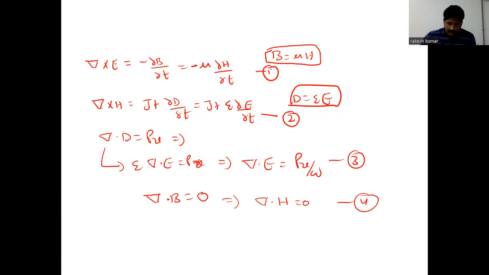Okay, so this is the first expression: del cross E is equal to minus mu into dou H by dou t. This is the second equation: del cross H is equal to J plus epsilon dou E by dou t. And the third equation: del dot E is equal to rho v by epsilon. This is the third one. And the fourth one: del dot H is equal to 0. This is the fourth one.